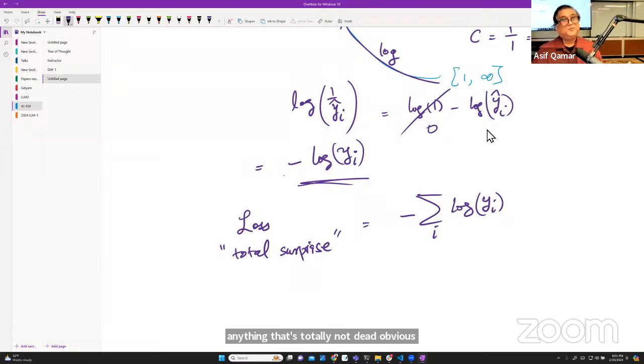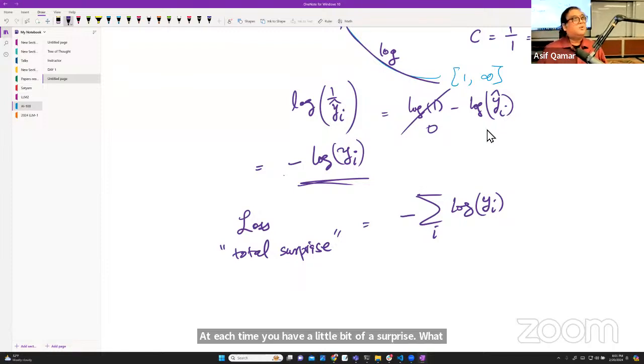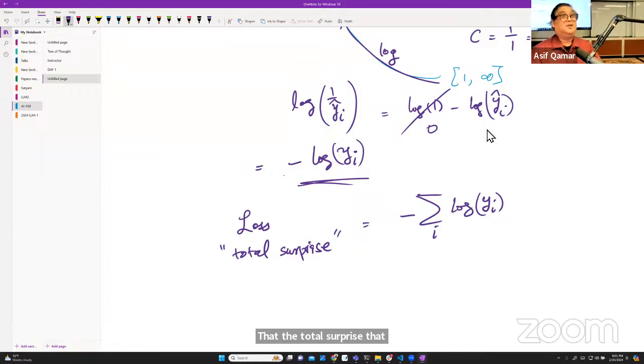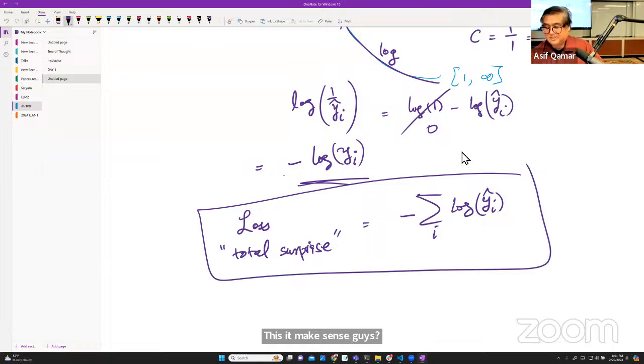If I'm going to show you 10,000 or 1,000 cats and dogs and horses, and each time you have a little bit of a surprise, what do you want to do? You want to train the machine in such a way that the total surprise that you get is very, very low. Y hat. Oh, absolutely right. Y hat. So guys, I do keep making little typos. Please do correct me as I go along. Thank you for that. Does it make sense, guys? Right? And that is literally the loss function for classifiers.